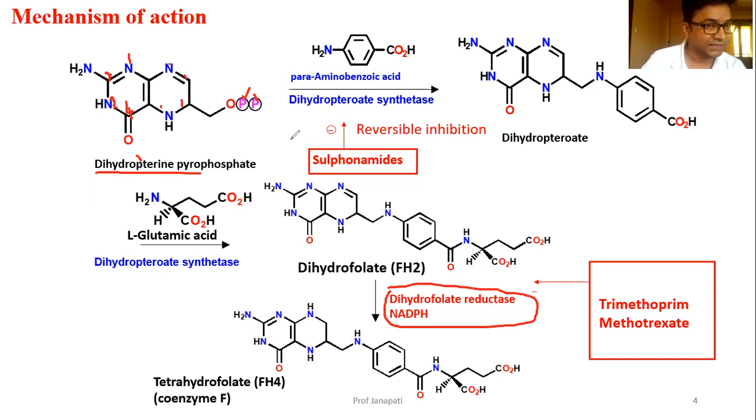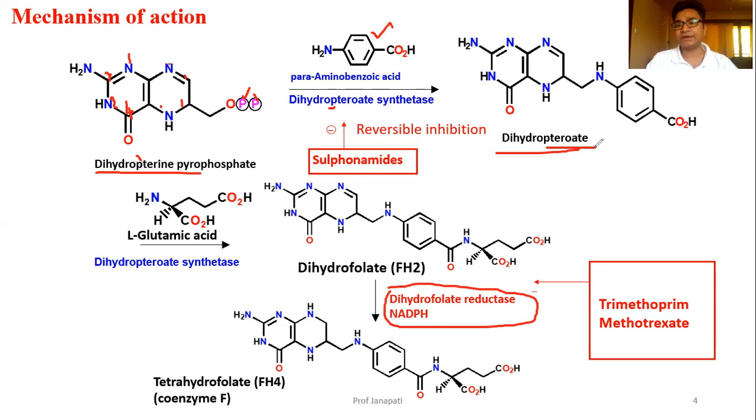Pteridine pyrophosphate is combined with PABA. This is PABA, para-aminobenzoic acid. What is the enzyme necessary to link these? You see, dihydropteroate synthase. So what happens is that the PABA is linked to this pteridine nucleus. That's why the name, you see, dihydropteroate. The phosphate molecules have gone, then it is called dihydropteroate.